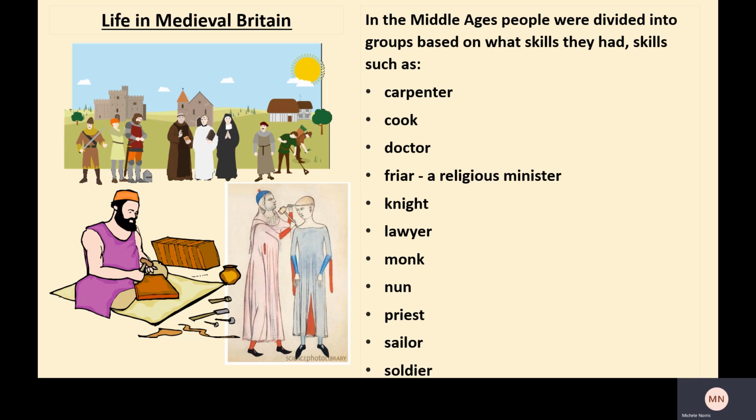Okay, life in medieval Britain. In the Middle Ages, people were divided into groups based on what skills they had. Skills such as a carpenter, a cook, a doctor, a friar, a religious minister, a knight, a lawyer, a monk, a nun, a priest, a soldier, and a sailor.